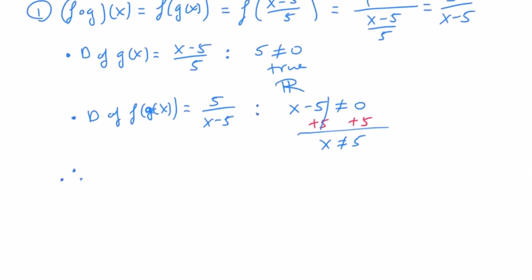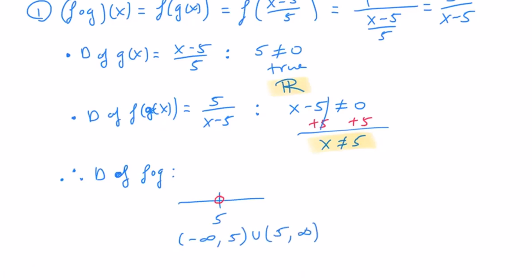So let's get the final domain. The domain of f∘g is a combination of the two domains above. The first step, the domain is all real numbers. The second step, x cannot equal 5. So there's one restriction: we cannot have 5. On our number line, the number 5 we cannot have, so there's a circle there. So we have from negative infinity to 5, not including 5, union 5 to infinity.